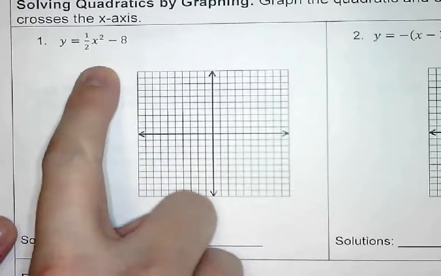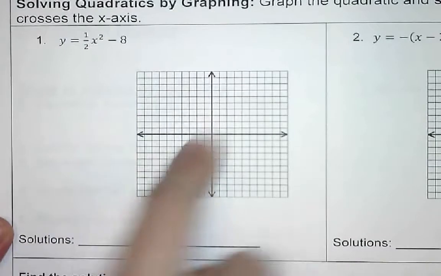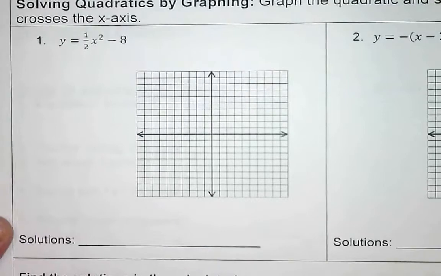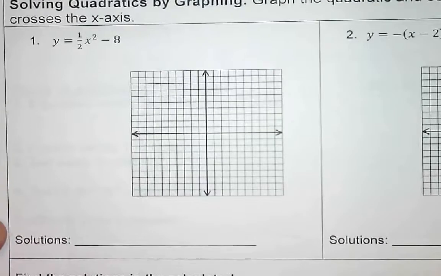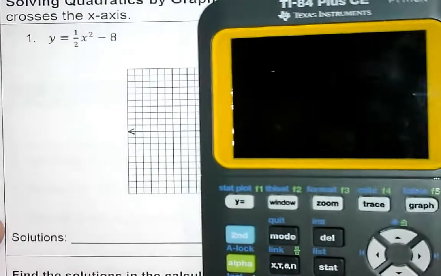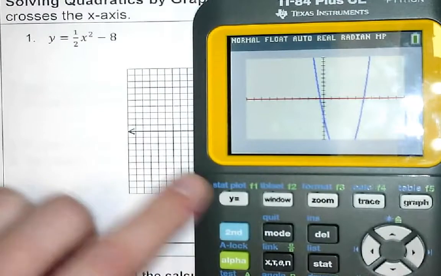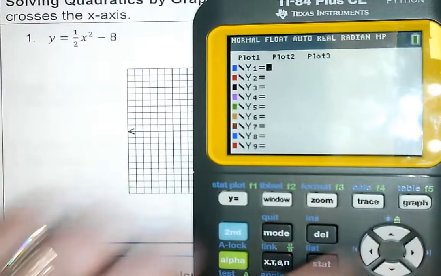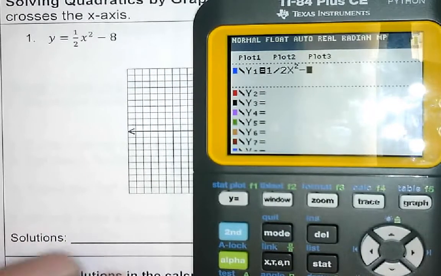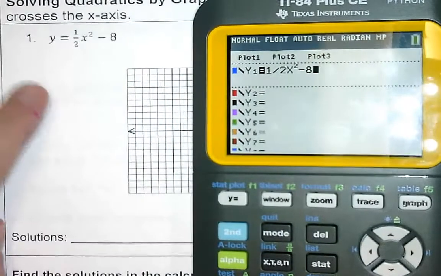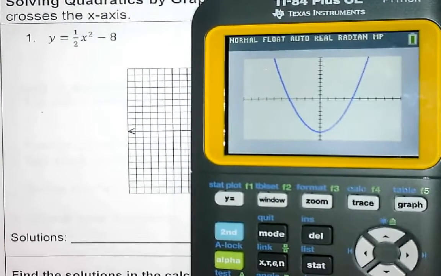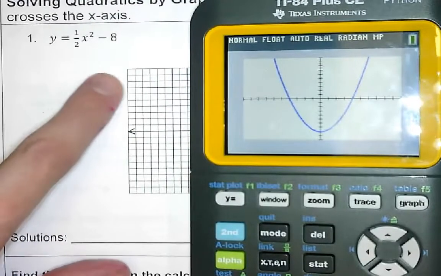So y'all, how would you recommend that we find our solution based on this equation? Do you guys have any recommendations for me? Put it in your calculator. I love it. All right, guys. So we're going to go here, and I'm going to clear that out. So I'm going to say y equals 1/2 x squared minus 8. First of all, guys, what is the vertex going to be of this? I'm going to hit graph. Where is my vertex, y'all? 0, negative 8.